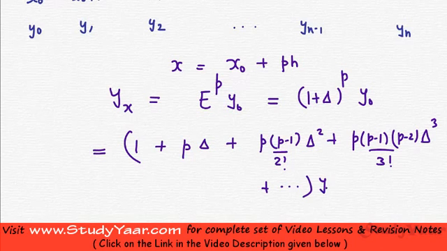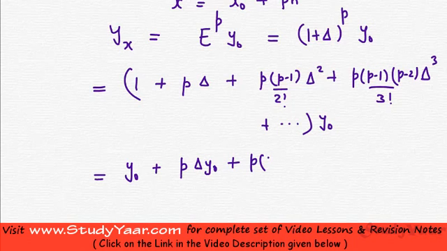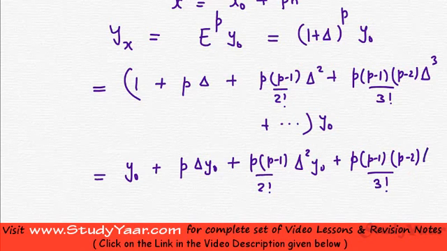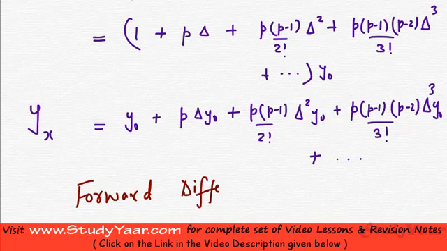And you have your y0 on the outside. When you take it inside and operate, what you get is y0 plus p into delta y0 plus p into p minus 1 by 2 factorial delta square y0 plus p into p minus 1 into p minus 2 upon 3 factorial delta cube y0, and so on. So your y at x0 plus ph is given by this formula, which is known as Newton's forward difference formula, because this is being calculated using your forward differences. This is Newton's forward difference interpolation formula.